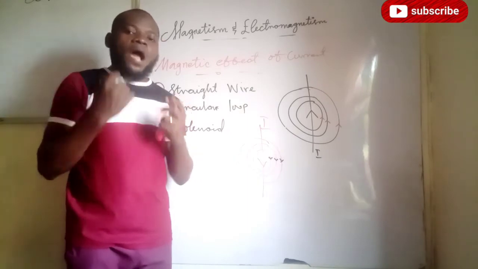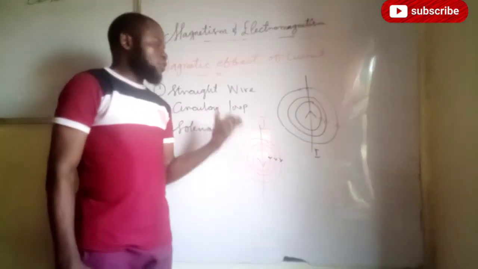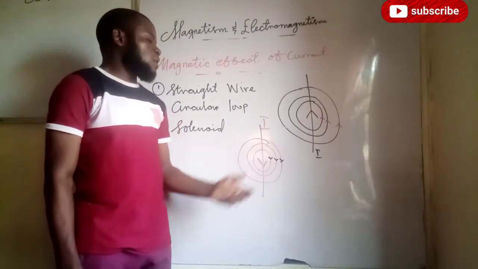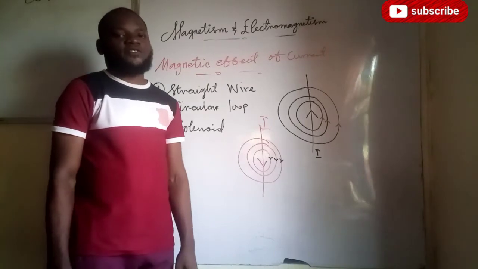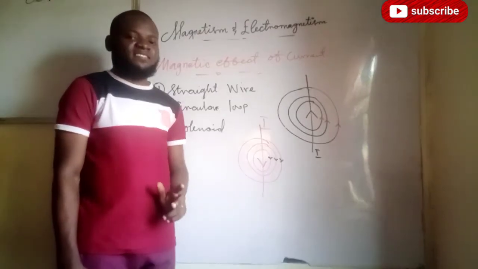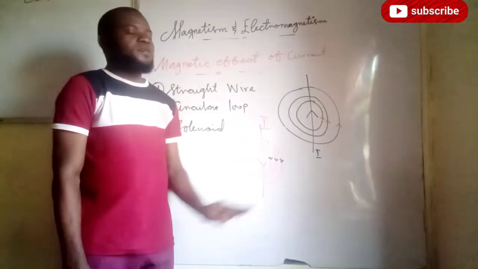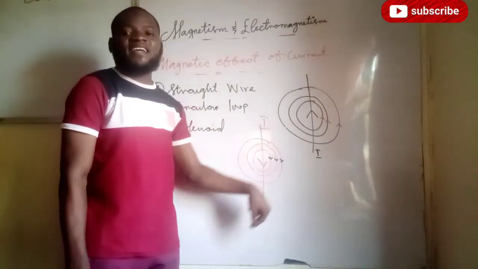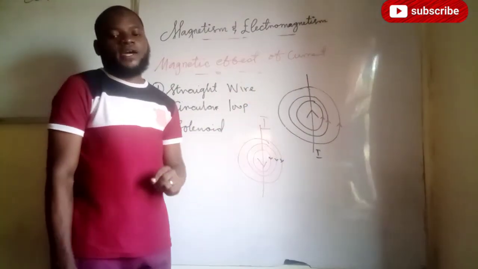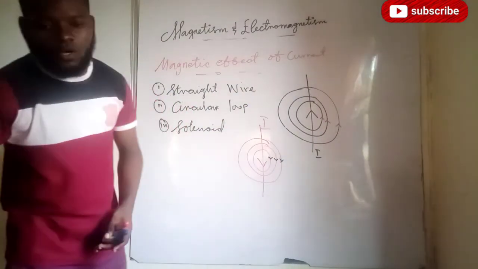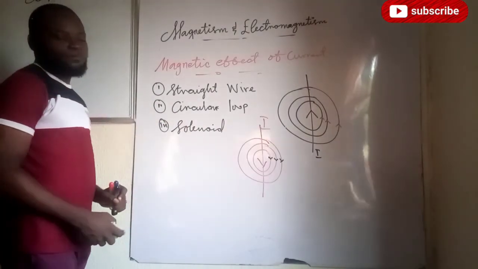Now, how can we increase the strength of this field? You can increase the strength of the field by increasing the amount of current flowing in this conductor. Do we understand that now? So for a straight wire carrying current, you can increase the strength of the magnetic field by increasing the current flowing through the wire. So the next one that we are going to look into now is the circular loop.